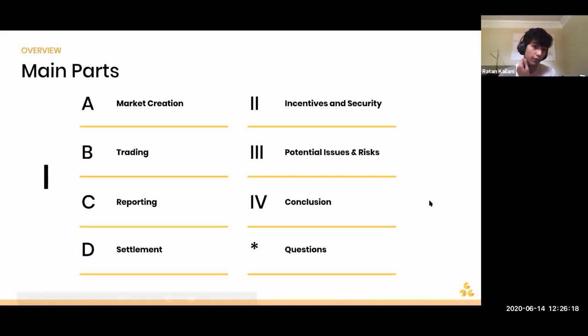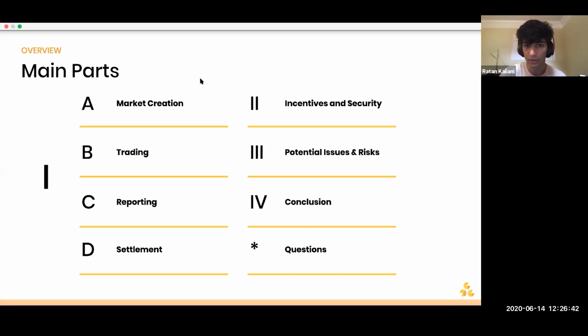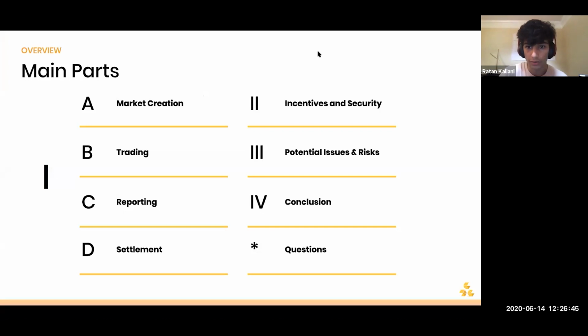So a general overview for the whitepaper deep dive is going to be looking at the market creation, then diving into the trading, then diving into the reporting and settlement. That's all in phase 1, that's all in section 1 of the paper. Then we'll be diving into the incentives and security of the paper, then some potential issues and risks, and then we'll be wrapping up with a quick conclusion. And then at the end, you guys will again have the opportunity to ask any questions that you have. So without further ado, we'll be jumping right into the actual paper.